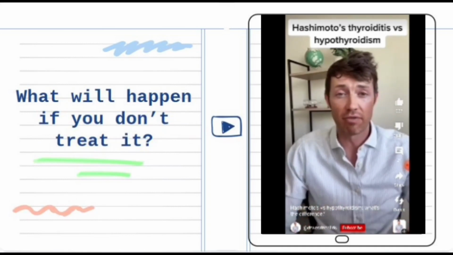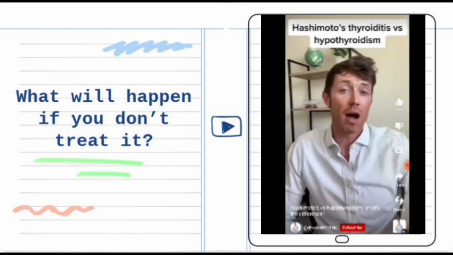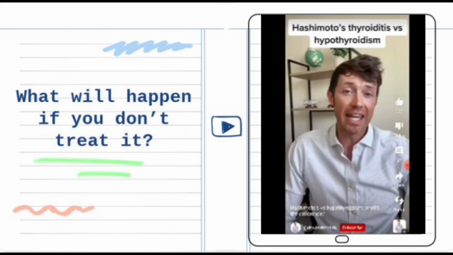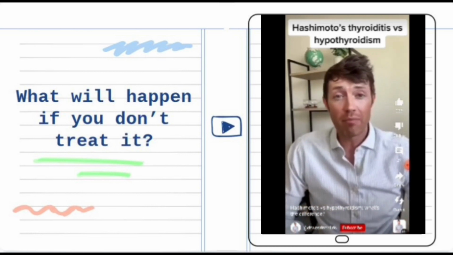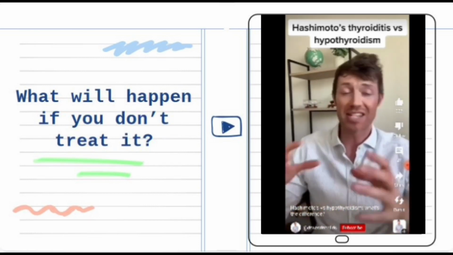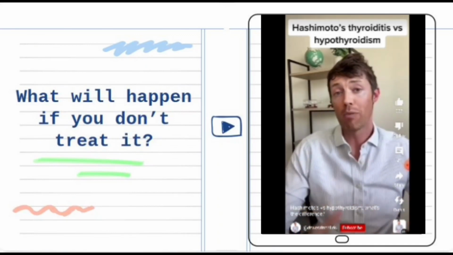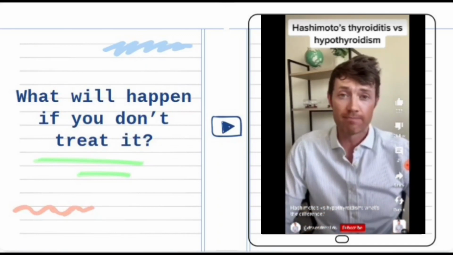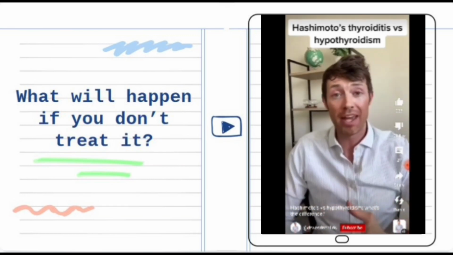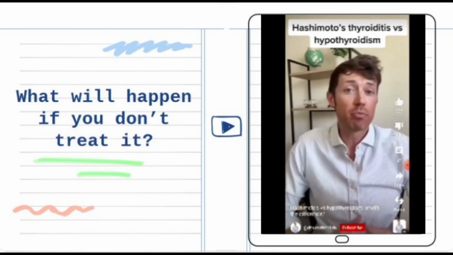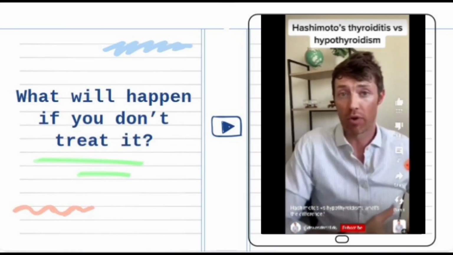Hashimoto's thyroiditis versus hypothyroidism. What is the difference? Hashimoto's thyroiditis is the most common cause of hypothyroidism in the United States, and it is considered an autoimmune disease. What that means is your own immune system is attacking your thyroid gland. And in this case, it eventually causes permanent destruction of the thyroid gland. Eventually, that damage to your thyroid gland adds up, and at some point, your thyroid is not able to produce enough thyroid hormone, which causes you to become hypothyroid.